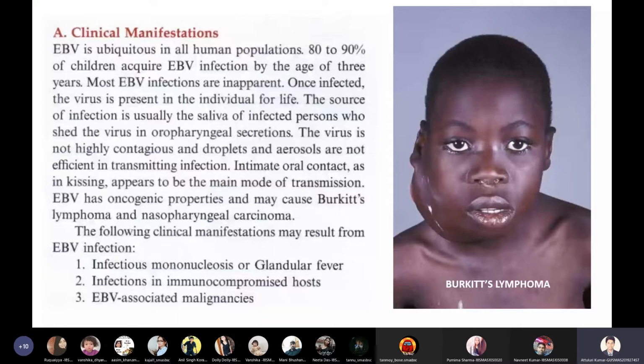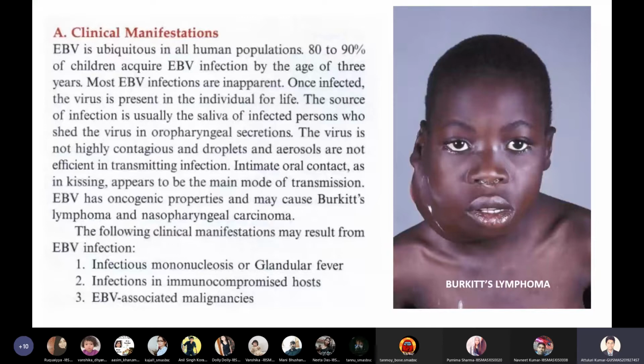So this infection is acquired around 3 years of age, and once infected, this virus will be present inside the body for life. The source of infection is usually the saliva of infected patients. So the virus will transmit through the saliva of the infected patients. This virus is not so highly contagious, but still we need to be cautious. It will transmit through intimate oral contact.